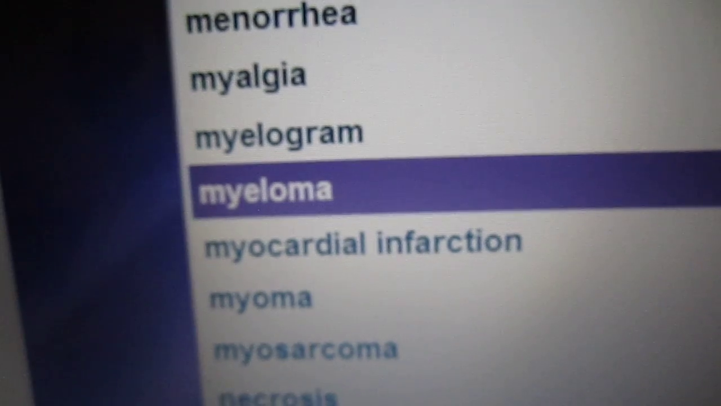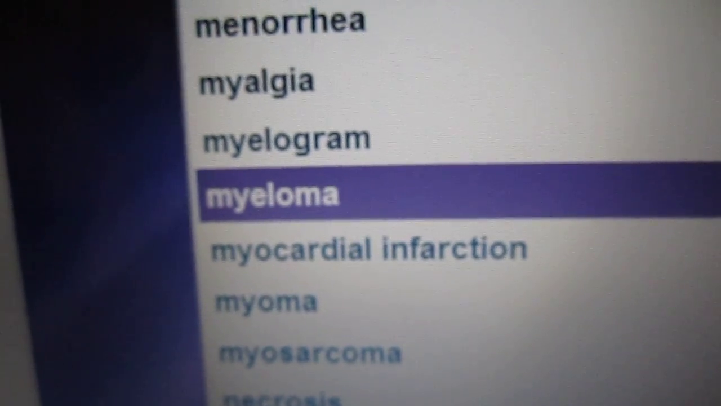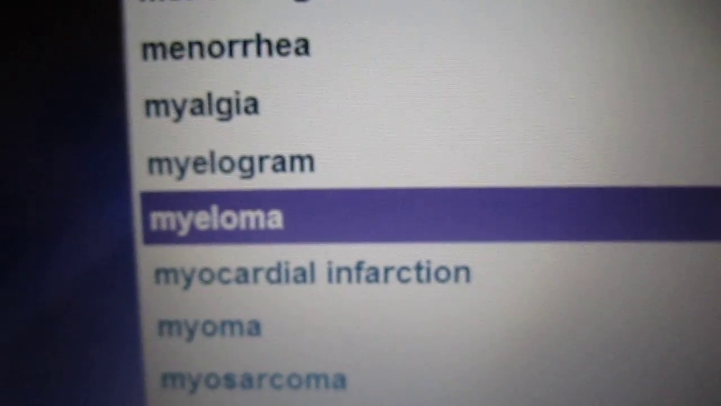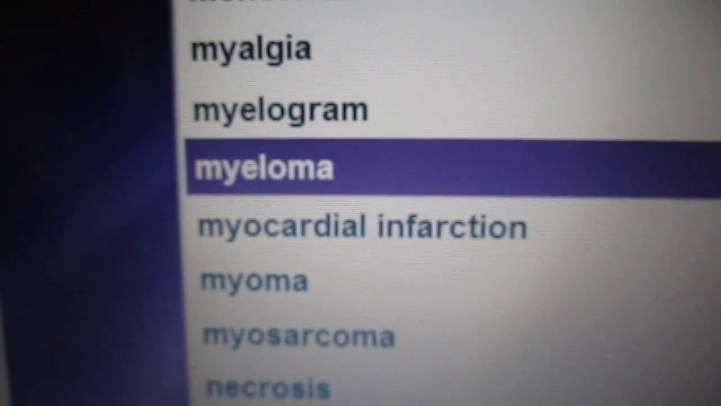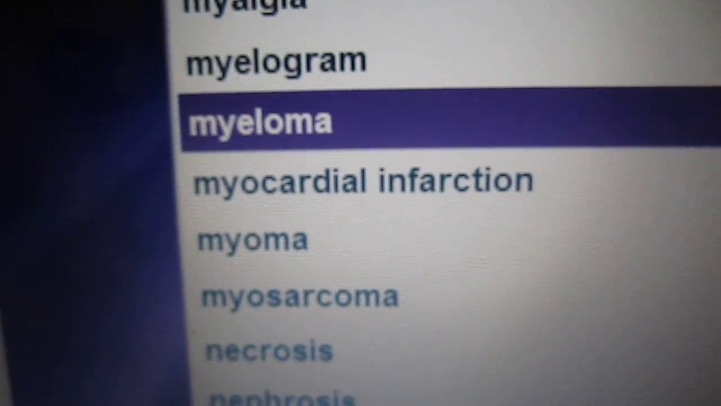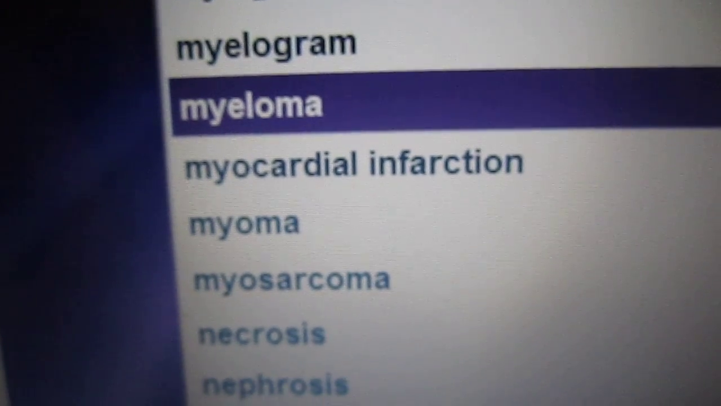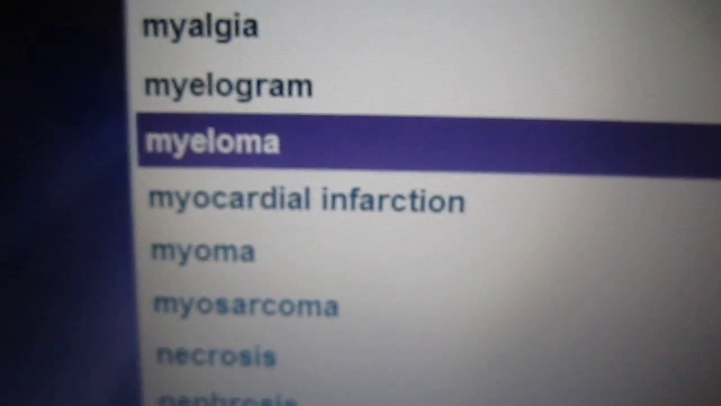Myeloma. In this term, myelo means bone marrow. A myeloma is a malignant tumor of bone marrow. Often called multiple myeloma, this cancerous condition involves malignant bone marrow cells in many different locations.